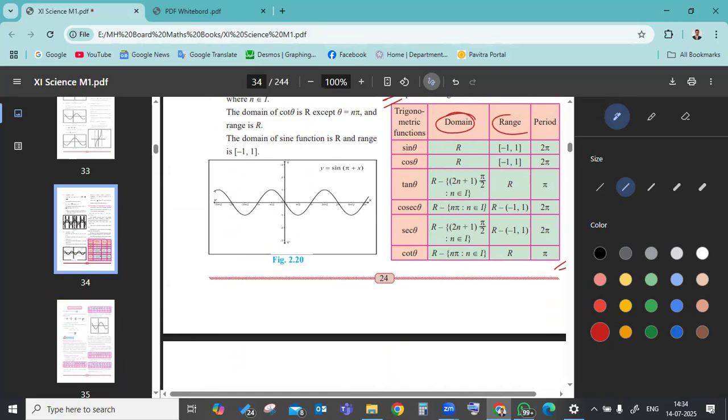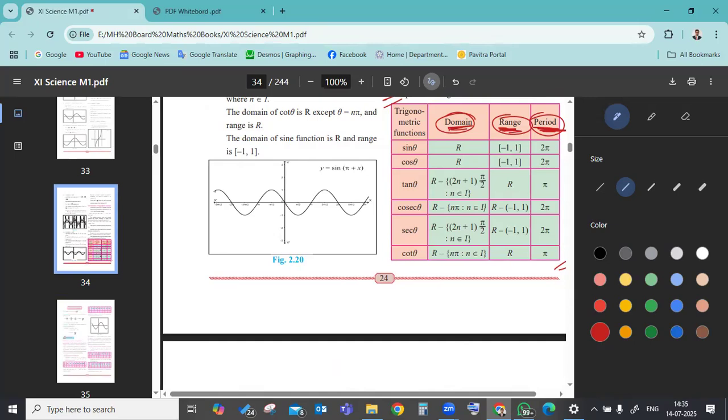Also this domain, range, and period is very rarely used. If you don't know this, you will still be able to solve many problems of trigonometry. But for a better and deeper understanding, you must know the concepts of domain, range, and period, and their values.